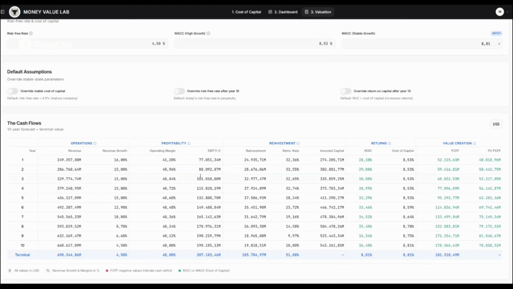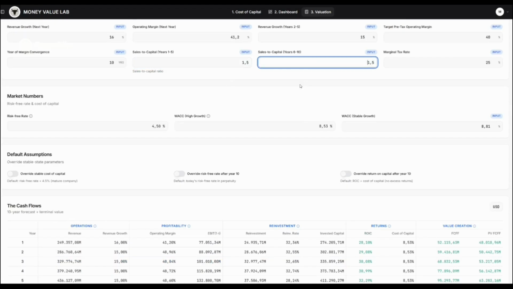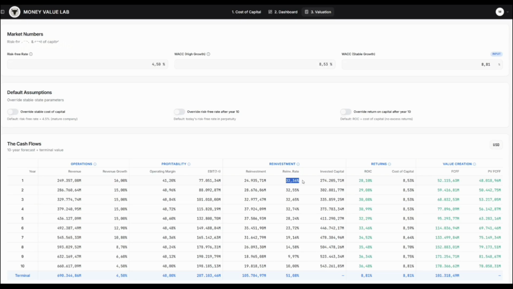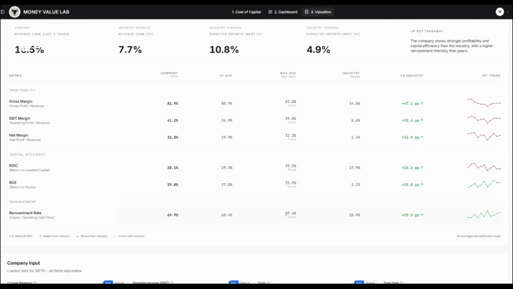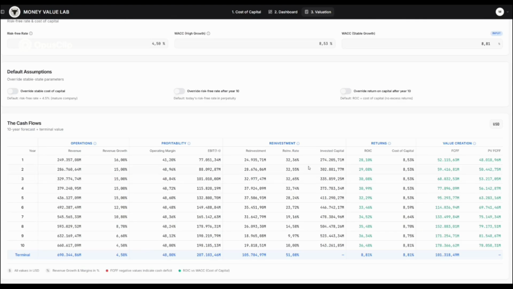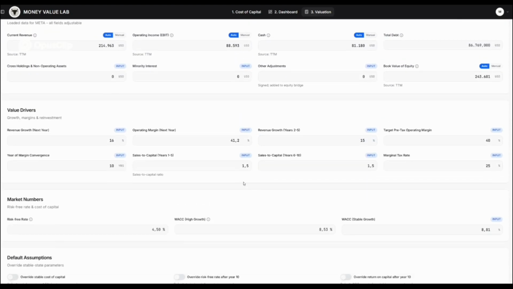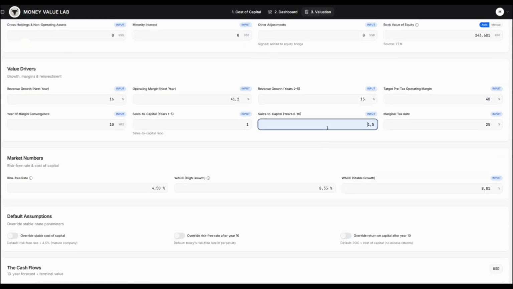Well, let's look at the cash flow board. Given we have 1.5 and 1.5 here, we have a reinvestment rate of 32%. But if we look up here, we can see that the average reinvestment rate for Meta sits at 47%, and the average reinvestment rate for the industry sits at 10%. But given that Meta will reinvest heavily in AI, I need to put it higher. So it sits at 40%. So let's do like this one. Now we have it higher, and then I believe it will decrease to a lower state.